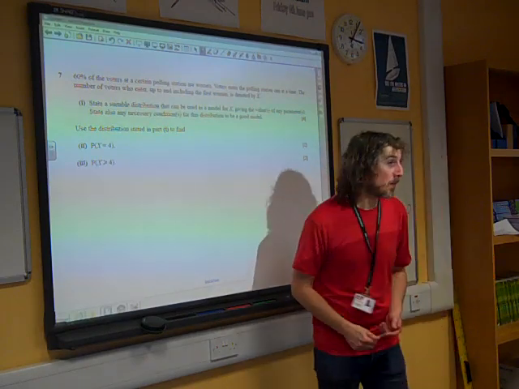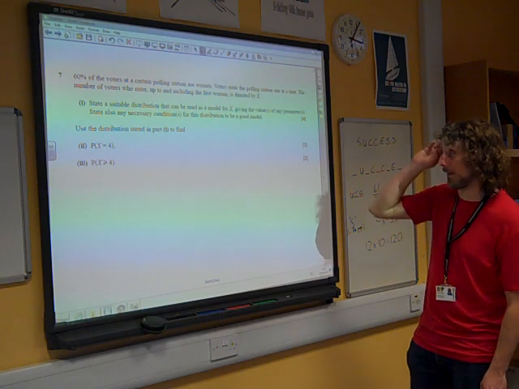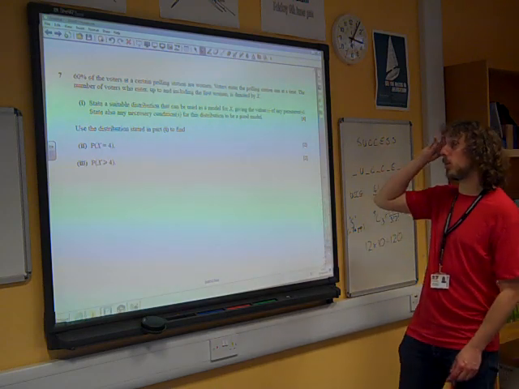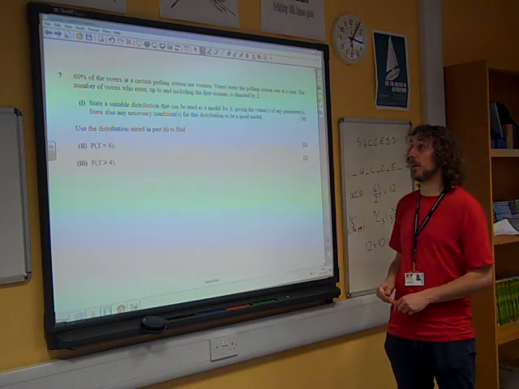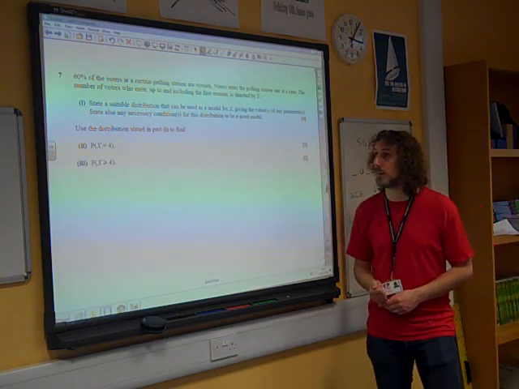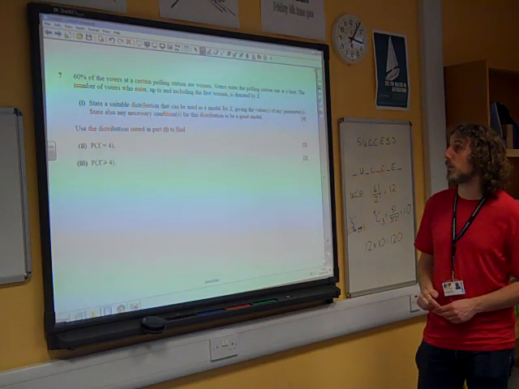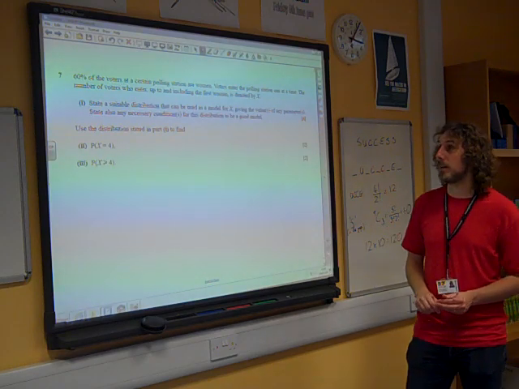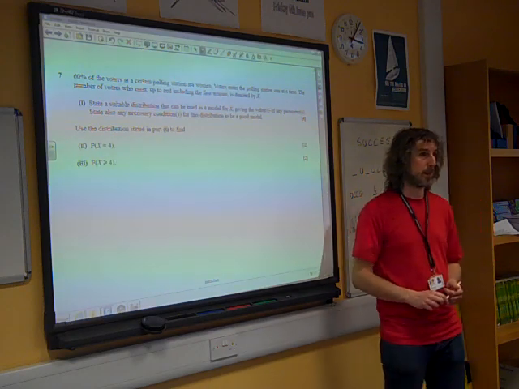Right, question 7. 60% of voters at a certain polling station are women. Voters enter the polling station one at a time. The number of voters who enter up to and including the first woman is denoted by X. State a suitable distribution that can be used as a model for X, giving the value of any parameters. State any necessary conditions.